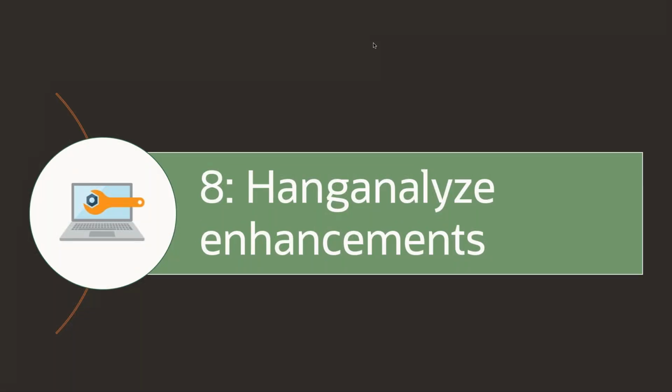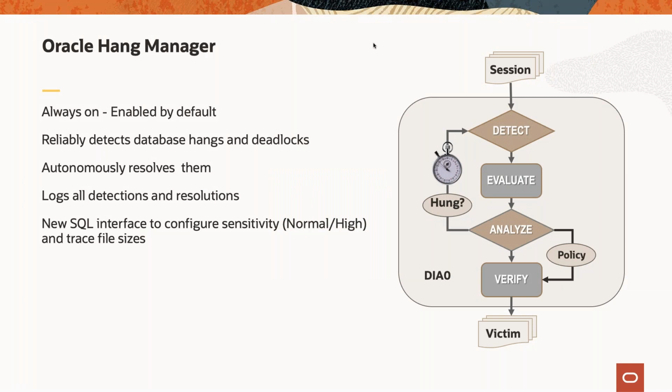Tip number 8. Hanganalyze enhancements. The database by default has Hanganalyze components that basically are always on. Now, what does this do? And why do I care about it? As a DBA, hangs and deadlocks are always the worst nightmare. And you're always trying to figure out, what do I do to fix this?